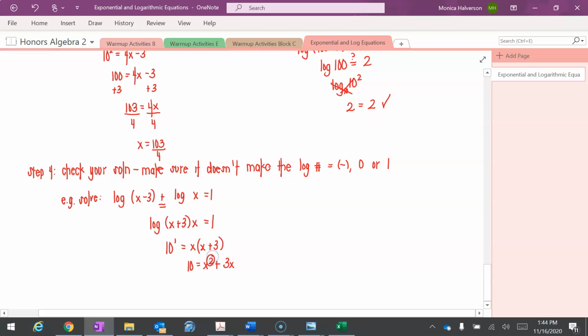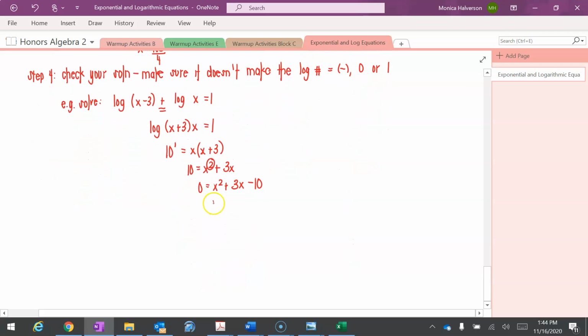Because we have something squared, we know the only way to solve it is either by factoring or using the quadratic formula. So I'm going to set it equal to 0 and subtract 10 from both sides. I realize I can factor this into x plus 2 and x minus 5. By doing that, I get the solutions of negative 5 and positive 2.